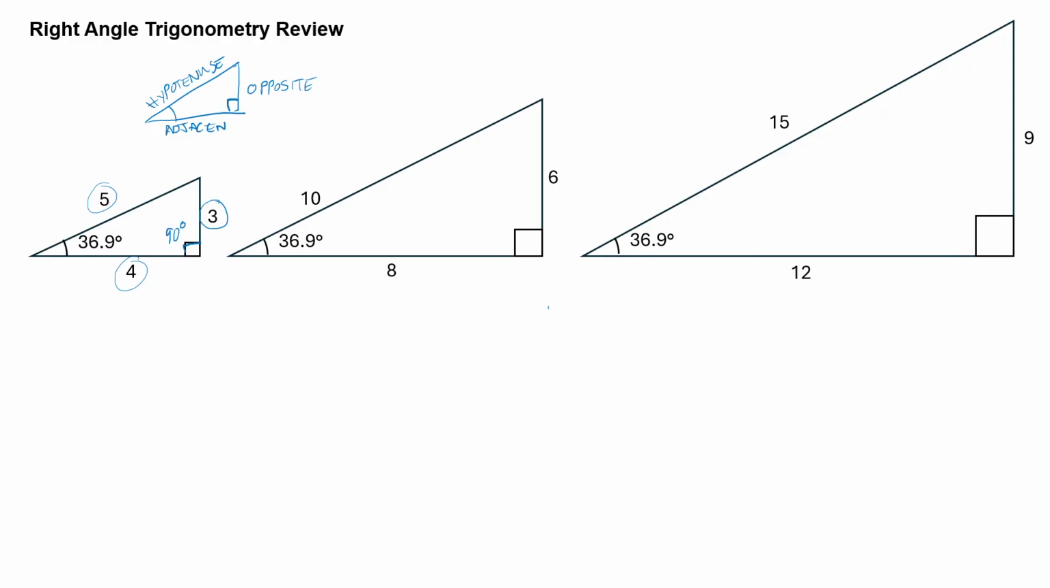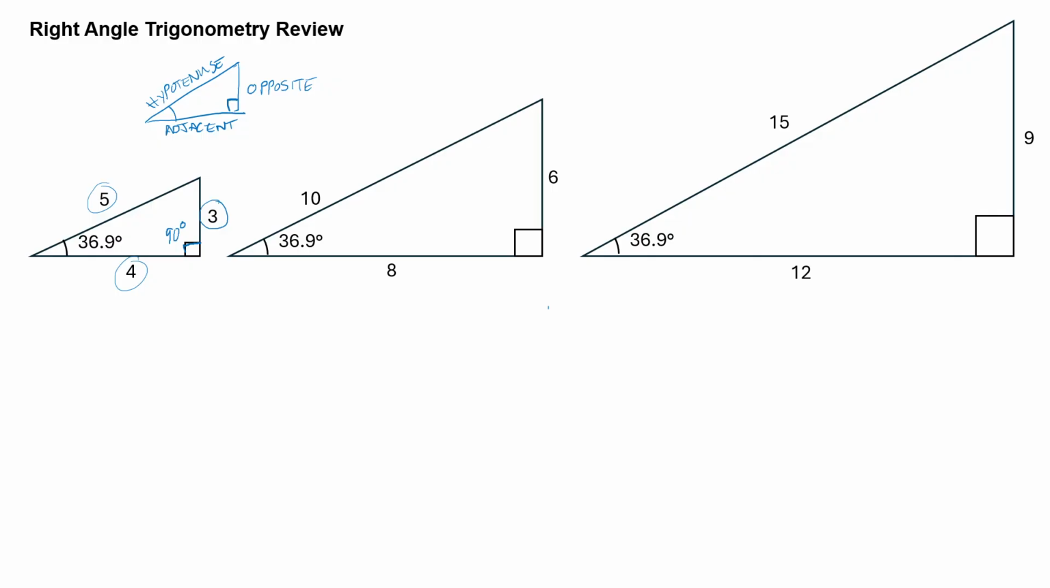Know that if I had picked this other angle up top here, then this one would be the opposite and this one would be the adjacent. So the opposite and adjacent are relative to that angle. The opposite is the side that is not making up the angle. So these two sides, the hypotenuse and the adjacent, make up the angle. The opposite is that far side.